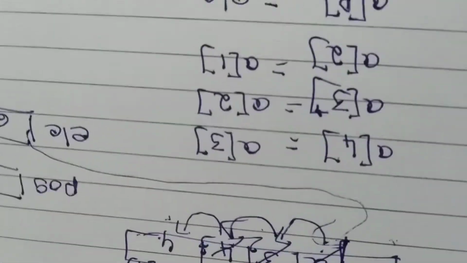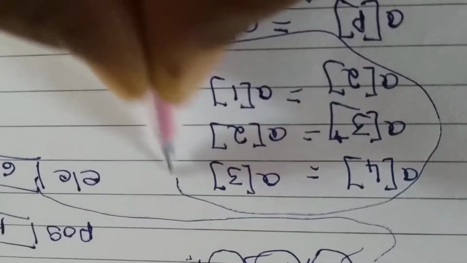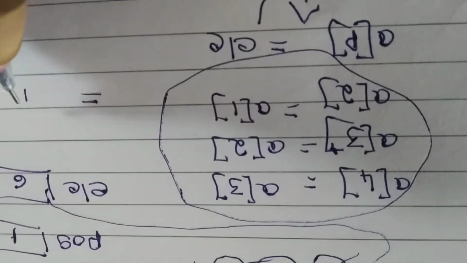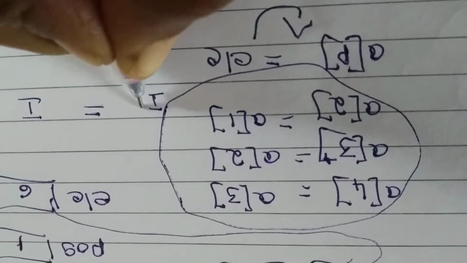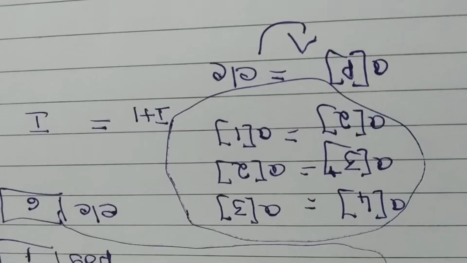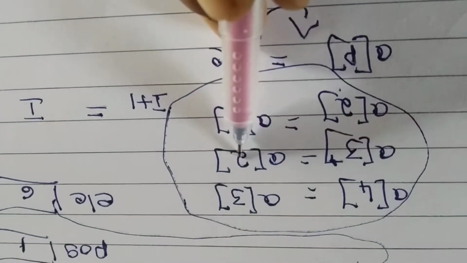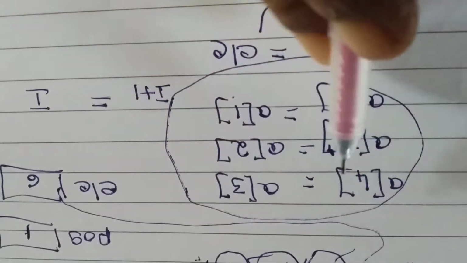This is the basics. This step, how we are going to write is, from I we are shifting to I plus 1. Yes, no? 1 plus 1 is 2, 2 plus 1 is 3, 3 plus 1 is 4. Now let us go to the program.